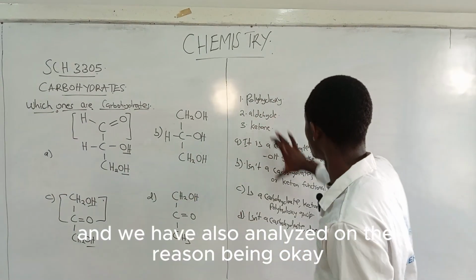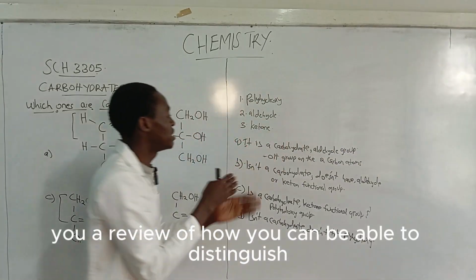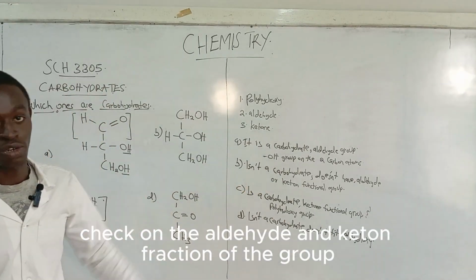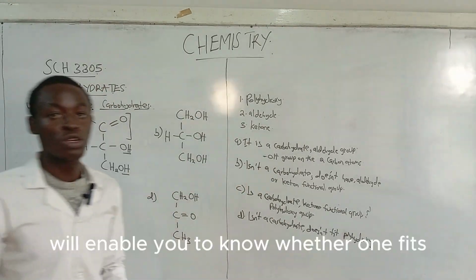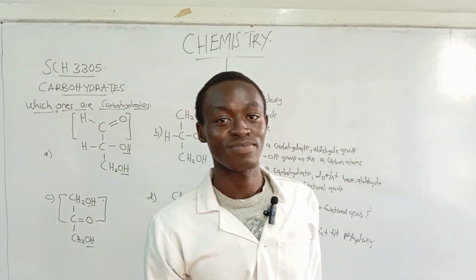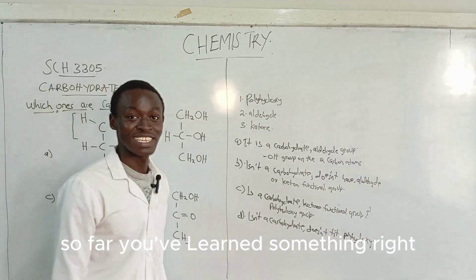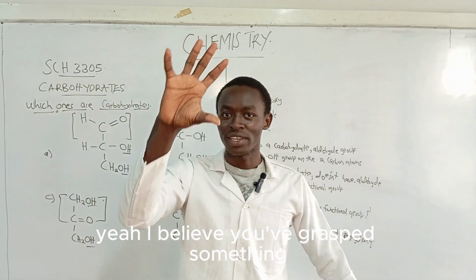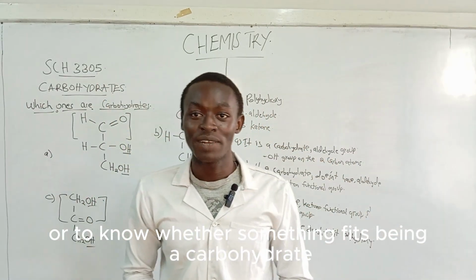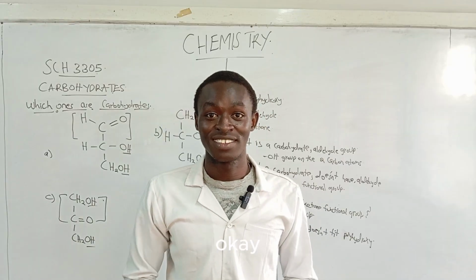And we have also analyzed the reasons, and I've also given you a review of how you can distinguish between them. You check the polyhydroxy, check the aldehyde, and check the ketone functional group. These three will enable you to know whether something fits being a carbohydrate or it doesn't. So I believe so far you've learned something, and now you are able to know whether something is a carbohydrate or not.